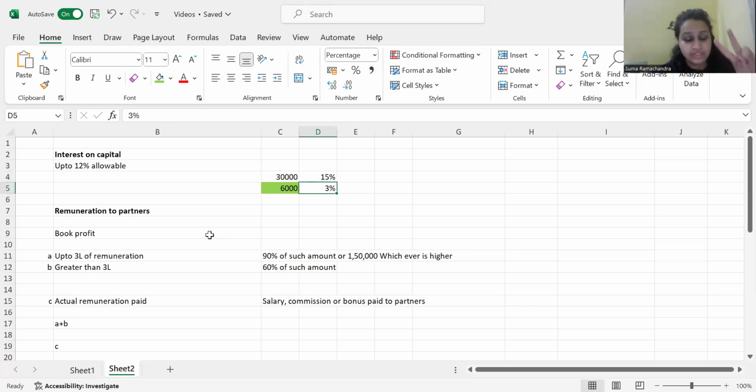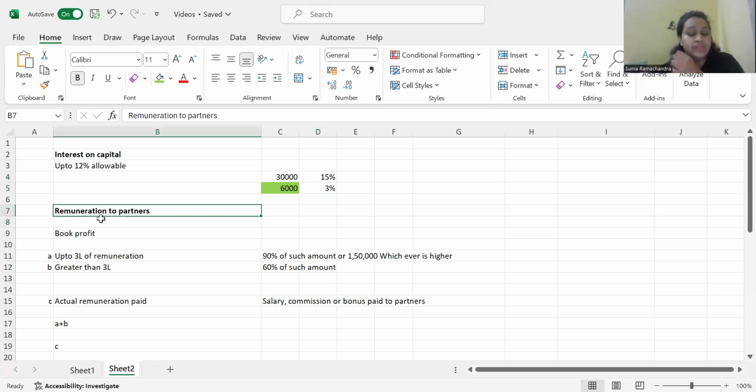The second concept that you're supposed to learn with respect to assessment of partnership firm is remuneration to partners. Now, back then, whatever salary was paid to the proprietor was completely disallowed. Now, what will happen in the beginning? You will first add up all the salary or remuneration paid to the partners. Once you do that, you're going to allow a certain amount. To see what is the amount that you're going to allow, you're going to do this calculation.